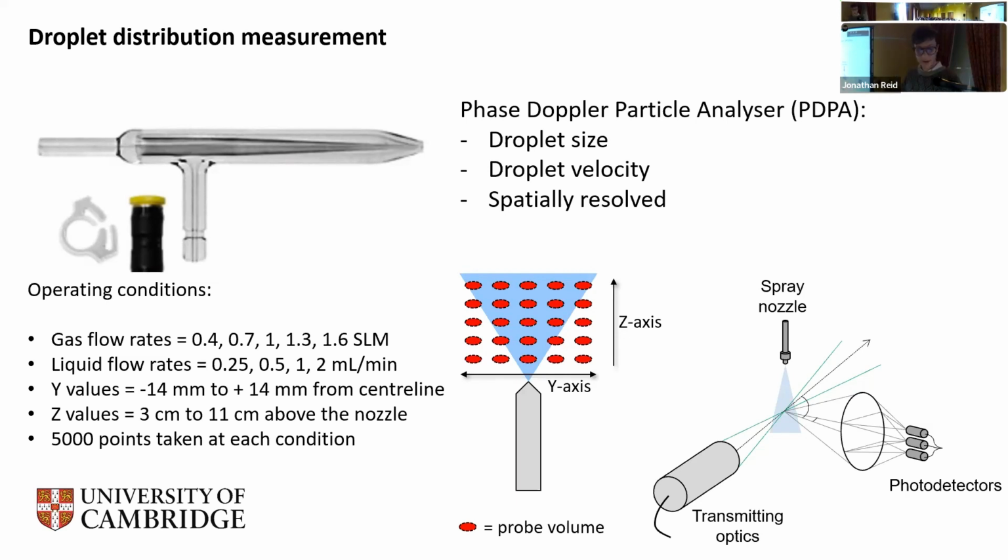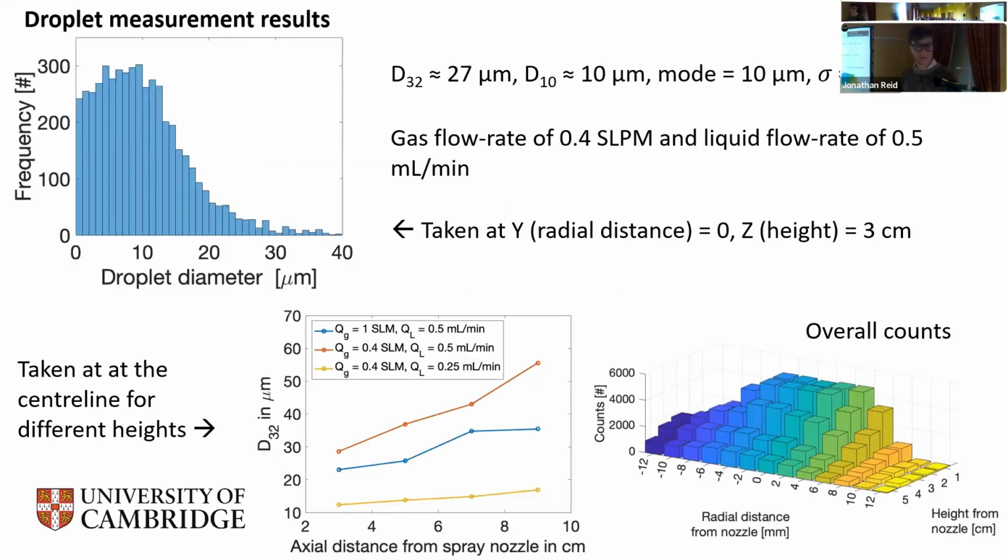I characterize this atomizer by moving the probe volume around radially along the nozzle, and I tried a bunch of different values, different liquid flow rates, and so on. And I got these sorts of results. So in terms of droplet distribution that's initial, basically just straight out of the nozzle, I got this sort of droplet distribution with a mode of about 10 microns, mean diameter of 10 microns, and a Sauter mean diameter of 27. It was very polydisperse.